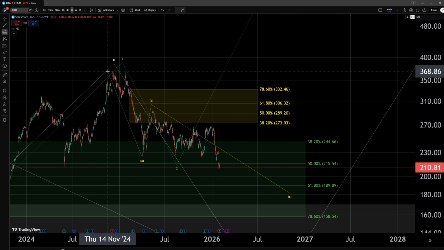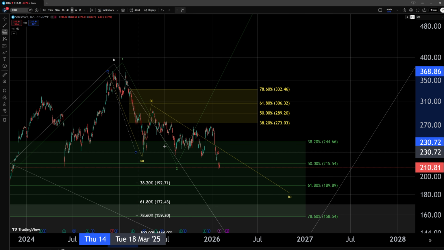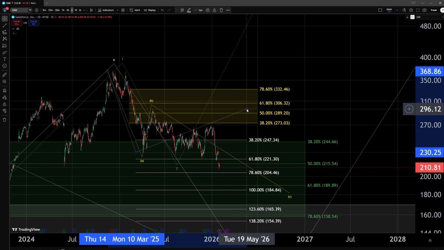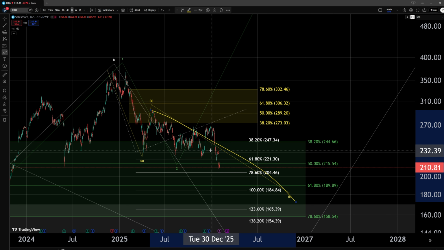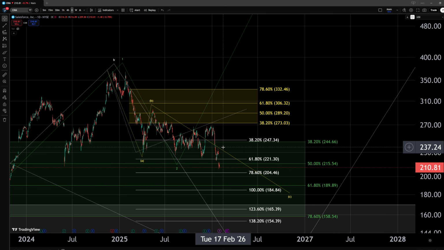Sure, the ideal target would vary slightly, but nothing too significant that wouldn't allow us to gauge better based on the internal structure when we should expect a bottom to be in place. Now within this idea of an extended wave C like this, I would be watching the 100% extension for the ideal target at the $185 level. This is probably my preferred interpretation, and this is what we will be focusing on.